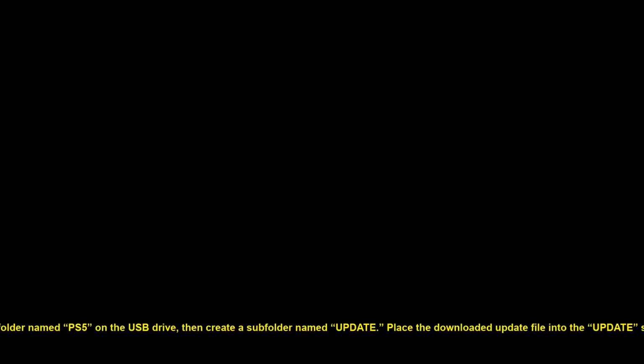For a manual update, download the update file from the PlayStation website to a USB drive. Make sure the USB drive is formatted as FAT32. Create a folder named PS5 on the USB drive, then create a subfolder named Update. Place the downloaded update file there, insert the USB drive into the PS5, and turn on the console.